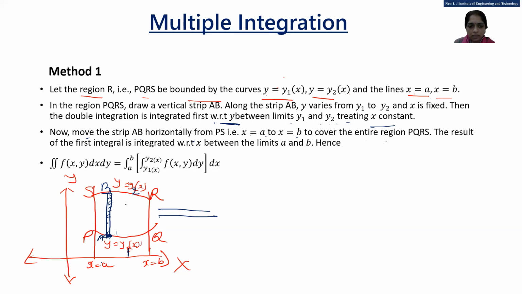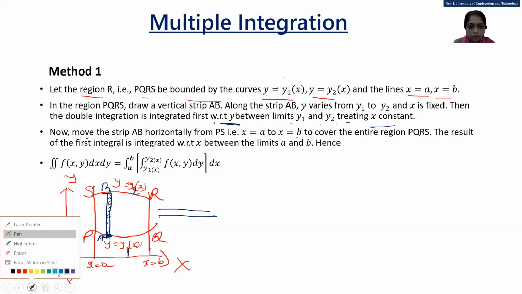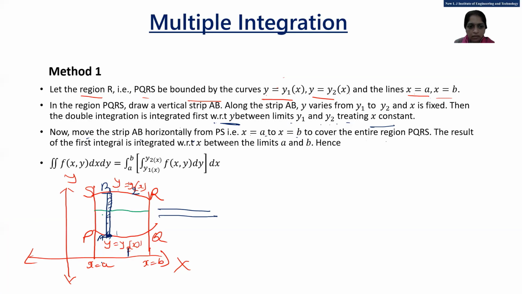Then I move this strip horizontally like this. First my strip AB moves from left to right, and then this horizontal strip moves from upward to downward or downward to upward, right? See, this is the double integration of f of xy dx dy. First I do my integration with respect to y, then whatever answer comes, I do my integration with respect to x, and at that time my limits are a to b. This is method 1.